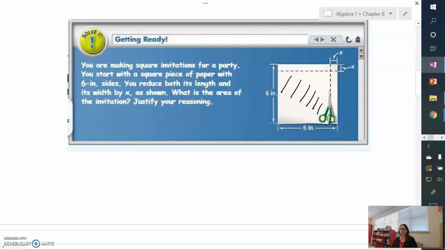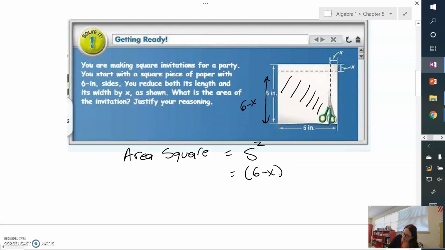And what we're going to do is remember that the area of a square is the side squared. And the sides for each of these started at 6 inches, but then you reduced that side by x, so you get a 6 minus x. And this is a square, so our other side is also going to be 6 minus x. So my answer for this area is going to be 6 minus x squared.